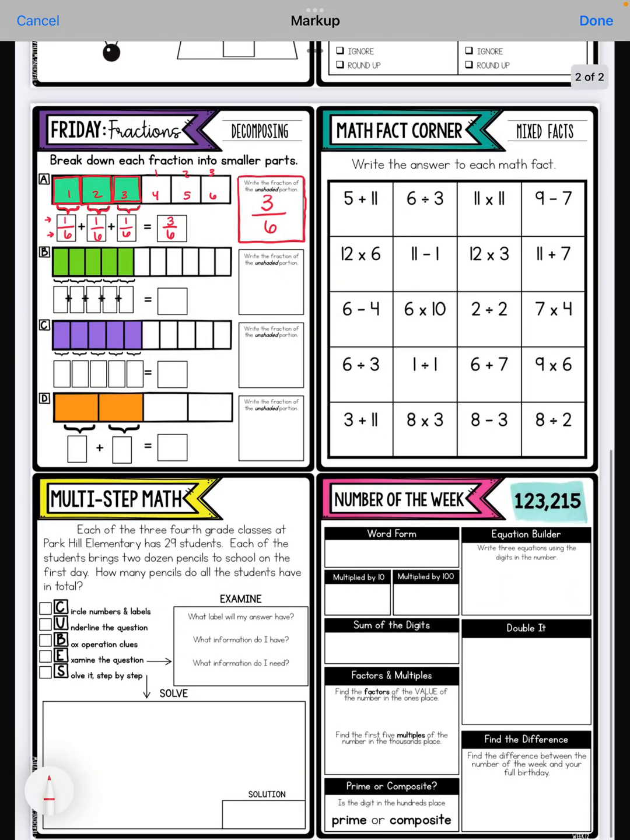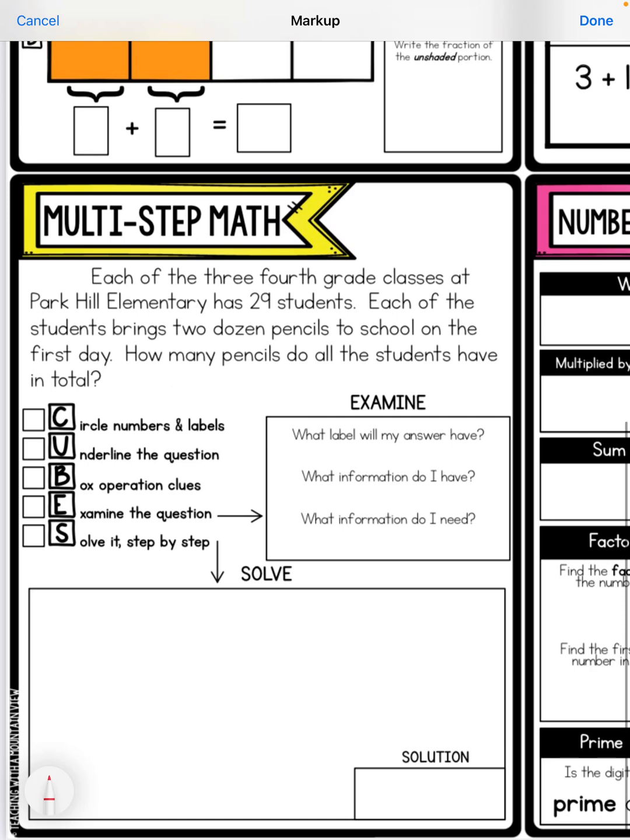Math Fact Corner, you guys know what to do. Multi-step math, we got started this week. It says each of the 3 4th grade classes, so there's 3 classes, at Park Hill Elementary has 29 students. Each of the students brings 2 dozen pencils to school on the first day. How many pencils do all the students have in total?